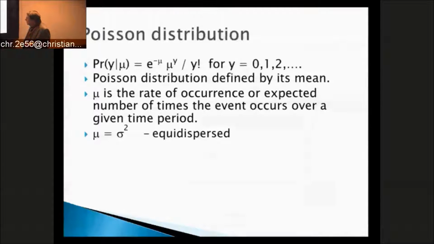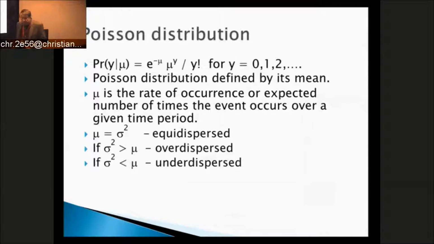The thing about the Poisson distribution is that the mean and the variance are equal if you have a true Poisson distribution. Okay? And in that case, we refer to that as equidispersion. But of course, as typically happens, that may not be the case. And so if the variance is greater than the mean in the distribution, then we call it overdispersed, or that's overdispersion. Of course, the opposite can happen. If the variance is less than the mean, then it's underdispersed.